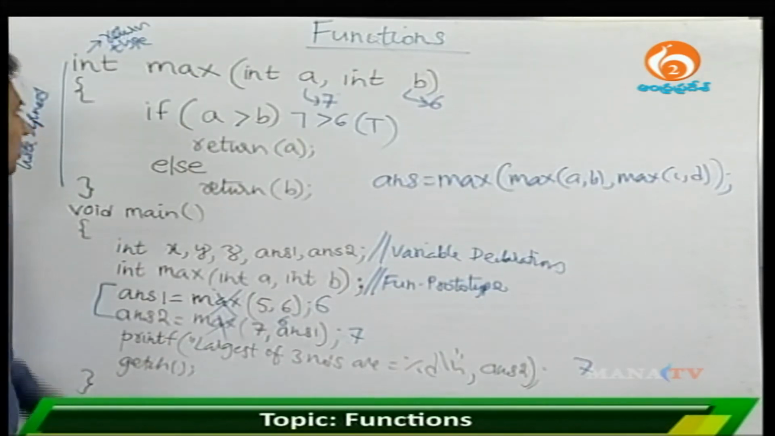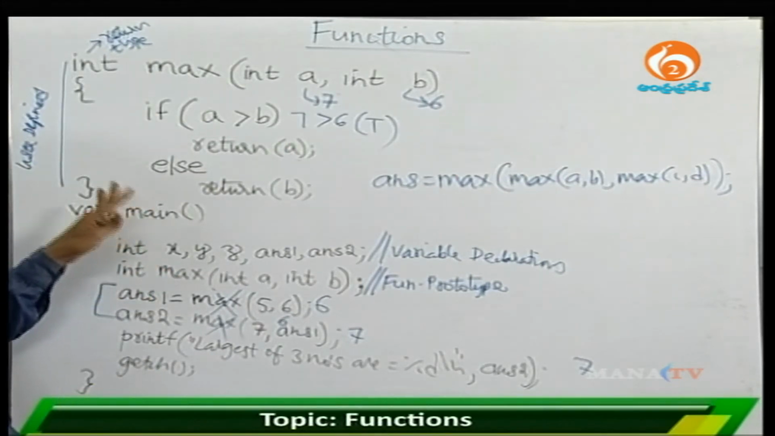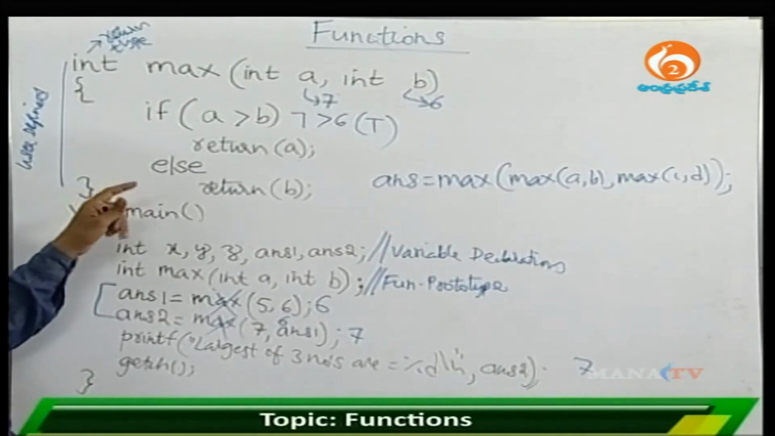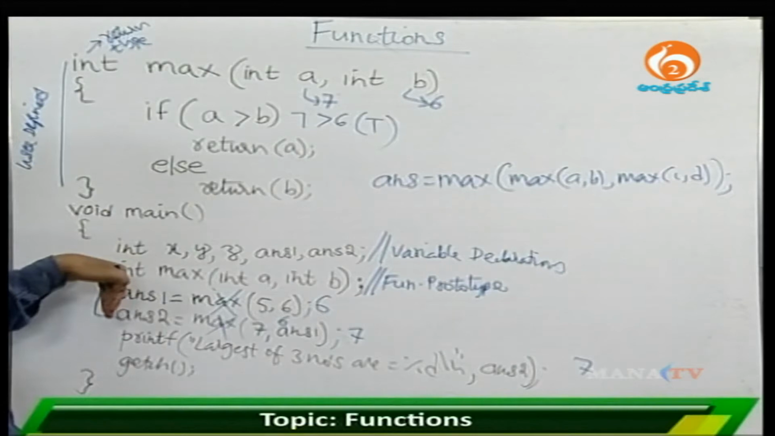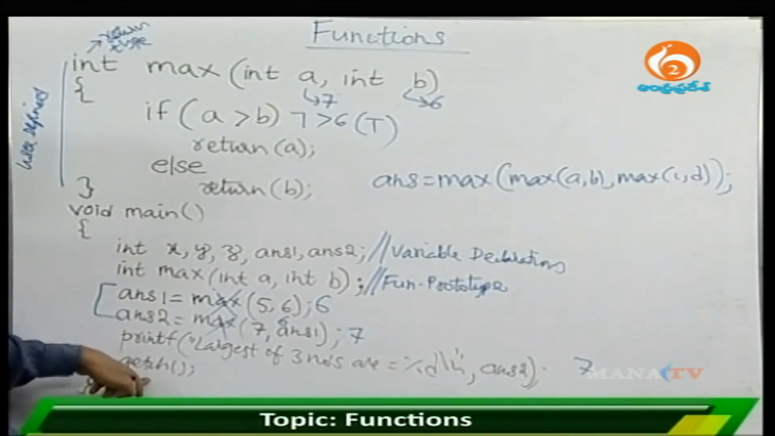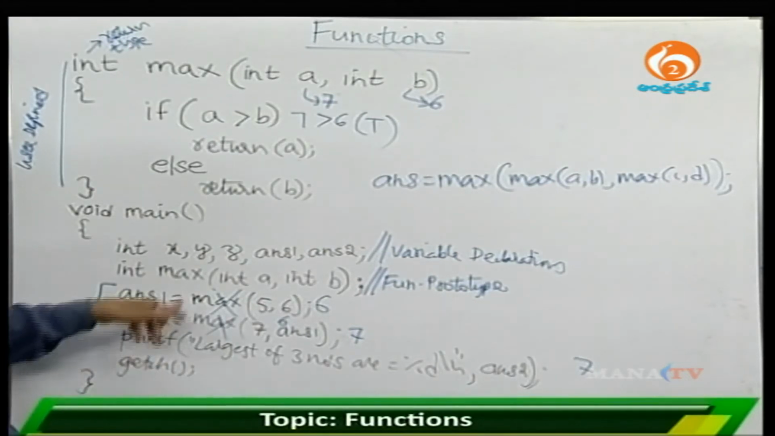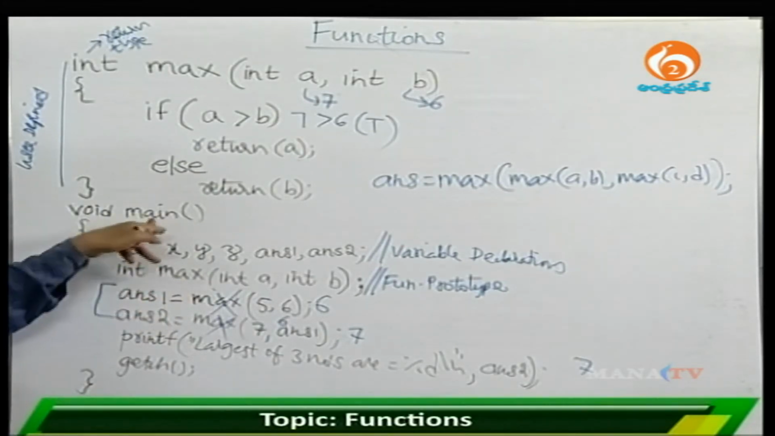Okay. Next my doubt is, what are the predefined functions? What are the library functions and what are the user defined functions in the above program? Library functions, predefined functions, means printf, getch, these are all predefined functions, library functions. Then what is the user defined function? This max is a user defined function and main is a user defined function.